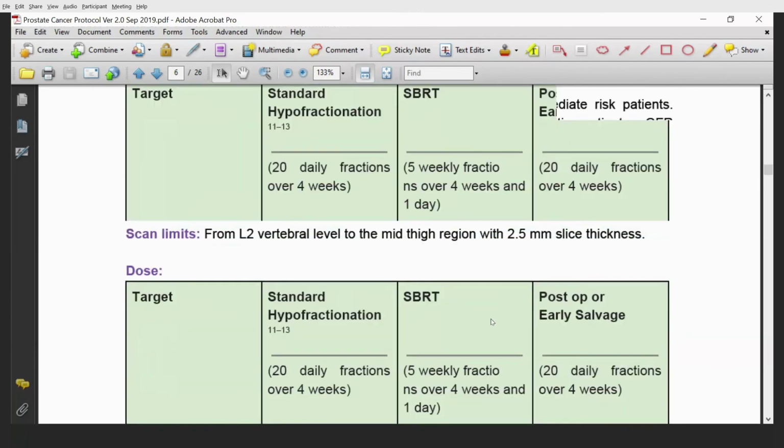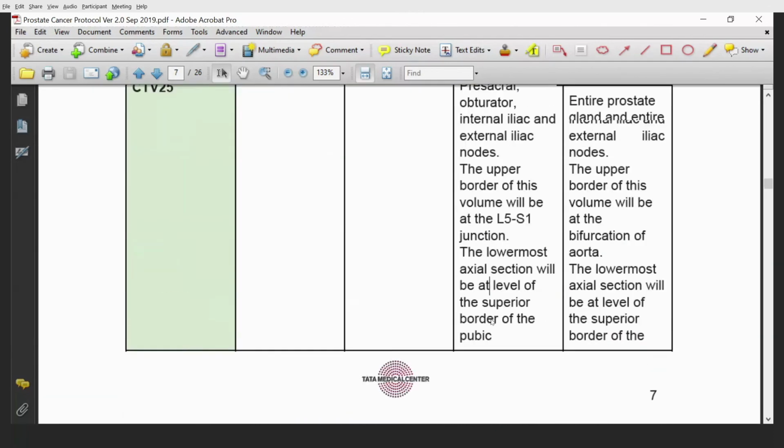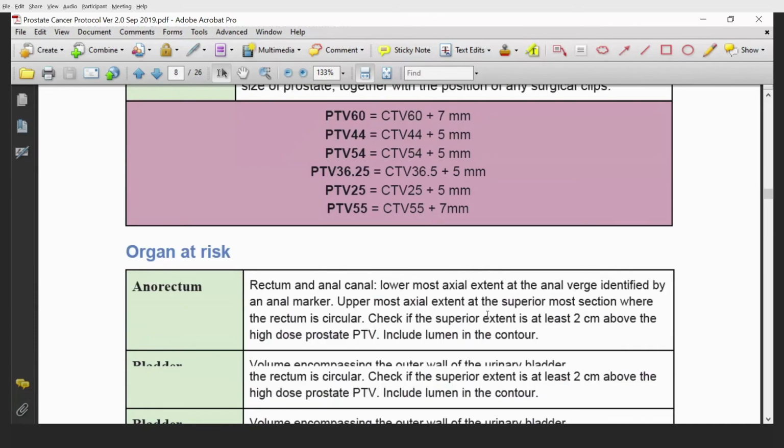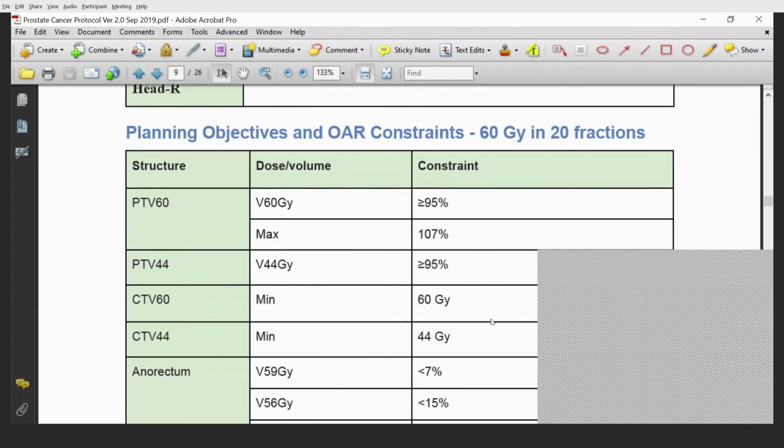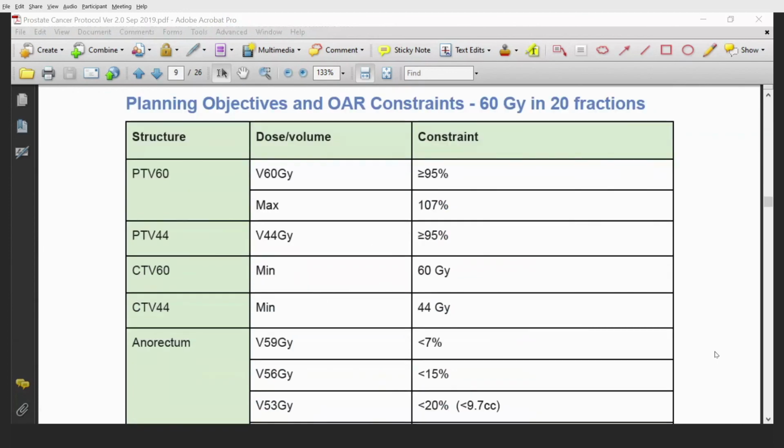This is not what I want to show this one. Can you see my screen? So this is our protocol. Let me see where the dose comes from.